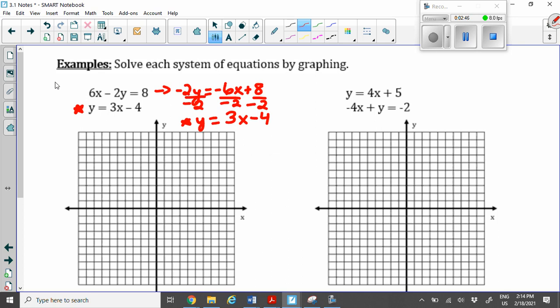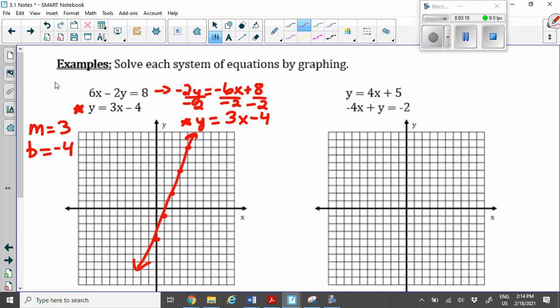So when you're graphing this, you really should only have one line, meaning our slope here is 3 and our y-intercept is negative 4. So we're going to plot the point negative 4, which is on the y-axis, and with our slope of 3, that means we go up 3 and then to the right 1. So I go up 1, 2, 3, and one more. There we go. Now I connect my points here.